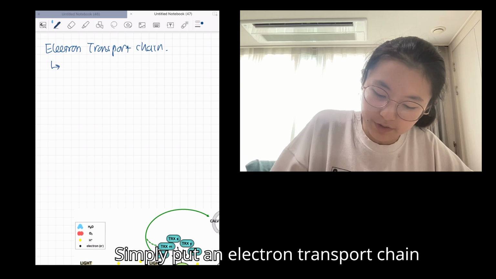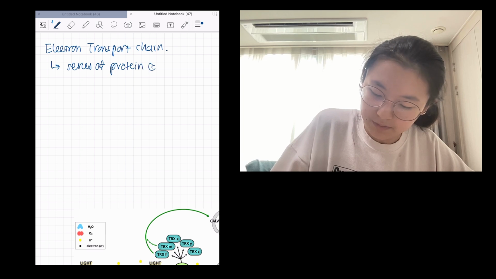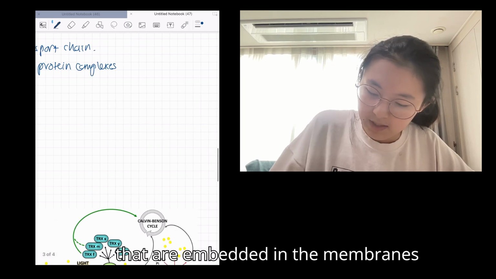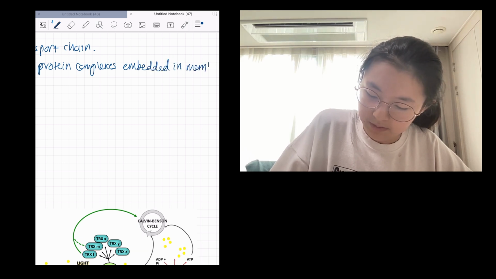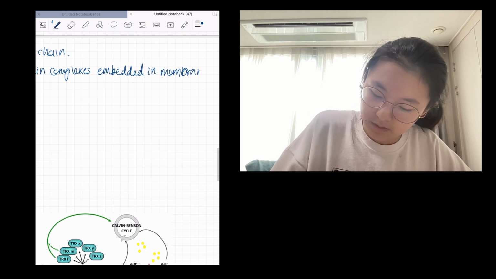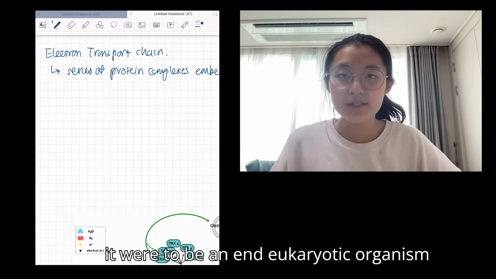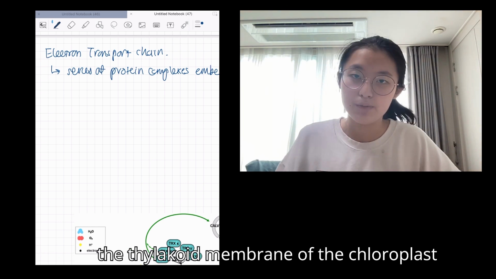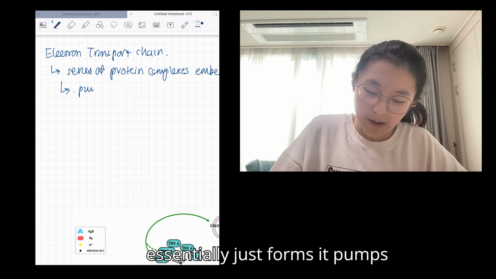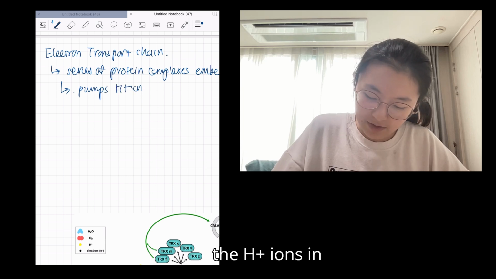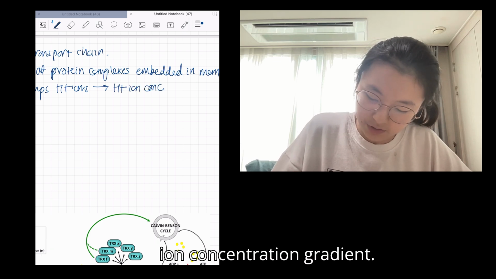Simply put, an electron transport chain can be characterized as a series of protein complexes that are embedded in the membranes, the inner membrane of the mitochondria. If it were a eukaryotic organism, if it were a plant, it would be in the thylakoid membrane of the chloroplast. And what it essentially does is pump H plus ions in order to create an H plus ion concentration gradient.